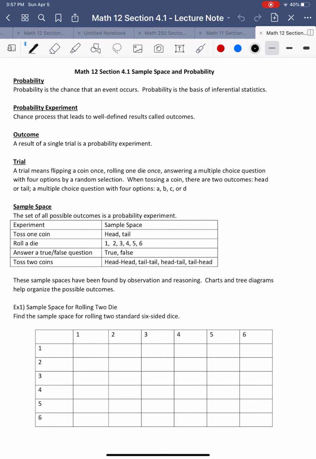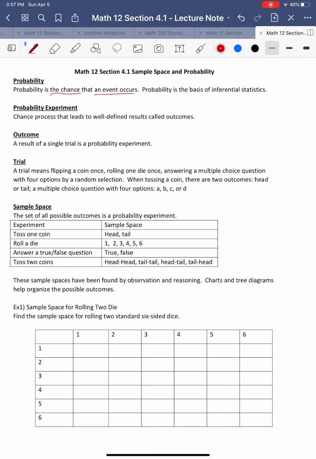Hello class, this is section 4.1, sample space and probability. We are working on probability for this chapter 4. Probability is the chance that an event occurs.